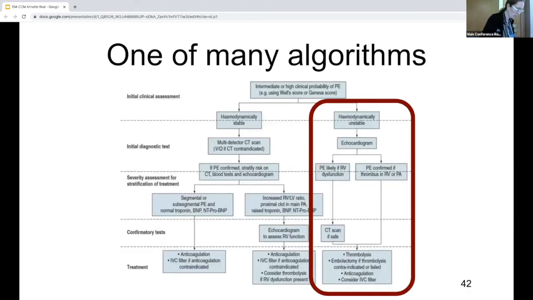This is just one of many algorithms for PE that in the end look very similar when it comes to massive PE. If the patient arrives with suspected PE and is hemodynamically unstable, the first thing is an echo. If PE is confirmed, thrombolysis or other definitive treatments are started. If the PE is likely and the patient is stable enough, he goes to CTA. If not stable enough, it reverts to the first branch: thrombolysis or other definitive treatment.